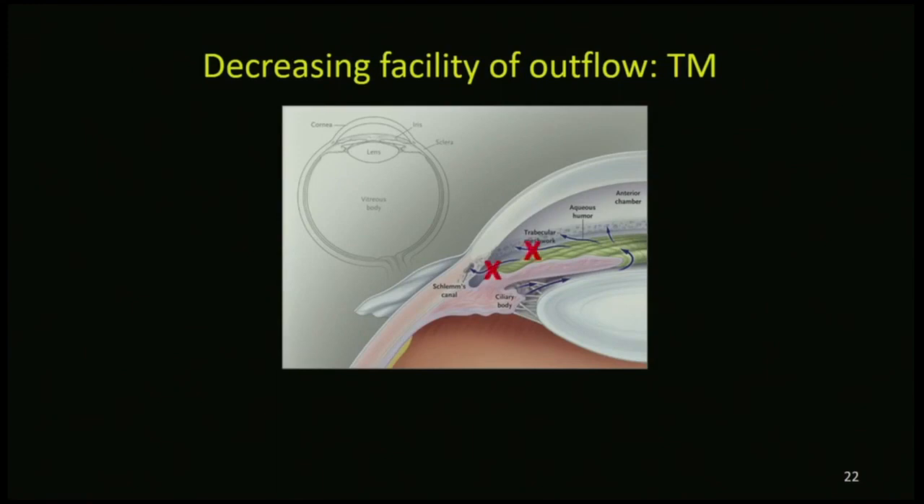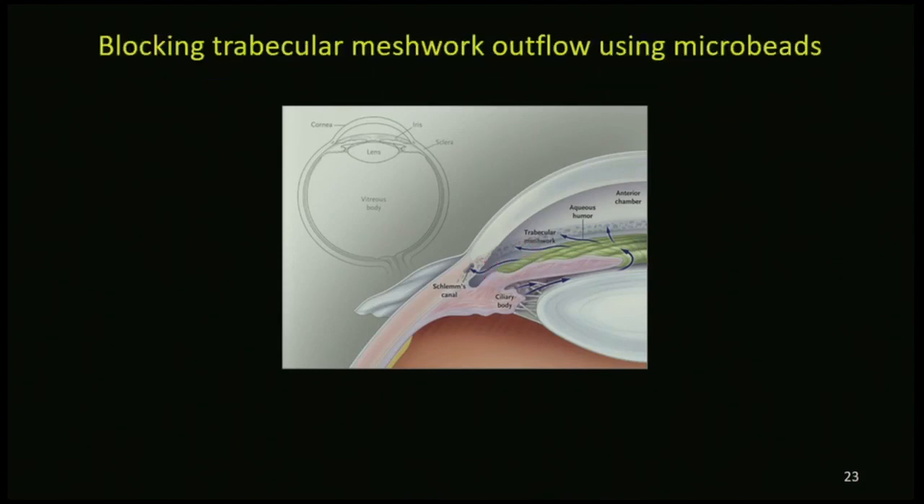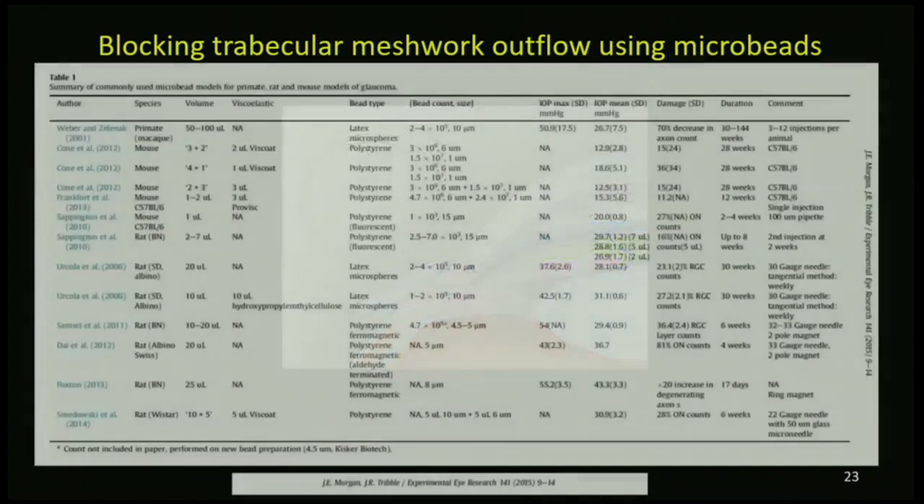Well, what we can do is block the entrance into the trabecular meshwork, and we can do that by using microbeads. So microbeads of a certain diameter can actually be injected into the anterior chamber, find their way into the trabecular meshwork, and actually clog the trabecular meshwork. So many labs have looked at this.